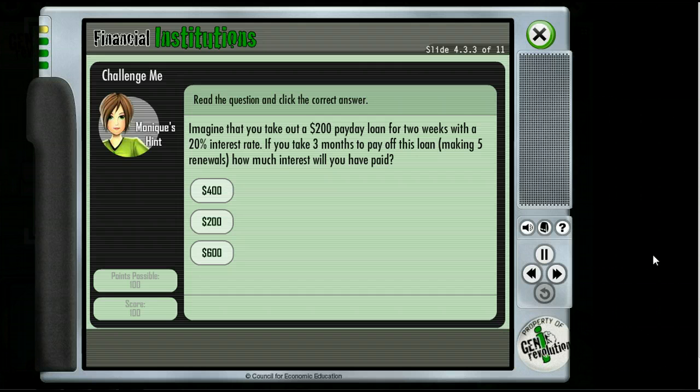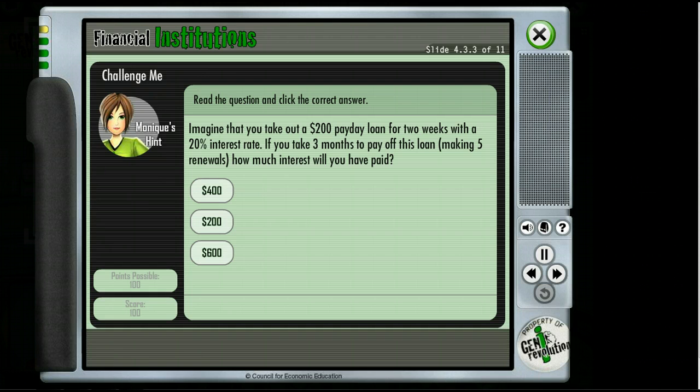Ridiculous rate of interest. But imagine that you take out a $200 payday loan for 2 weeks with a 20% interest rate. 20% over 2 weeks. So think about that. To get to the annual rate of interest, you'd have to multiply 20% by 26. So that's a ridiculous rate of interest. Anyways, if you take 3 months to pay off the loan, that's 5 renewals. How much interest will you have paid? I think this is a tough one.